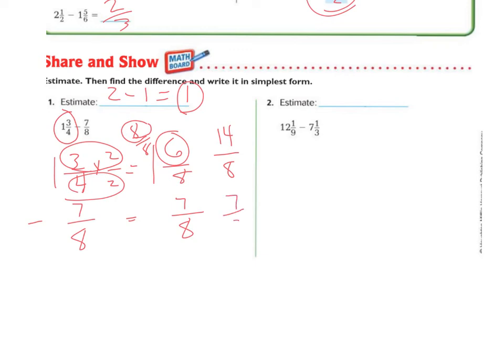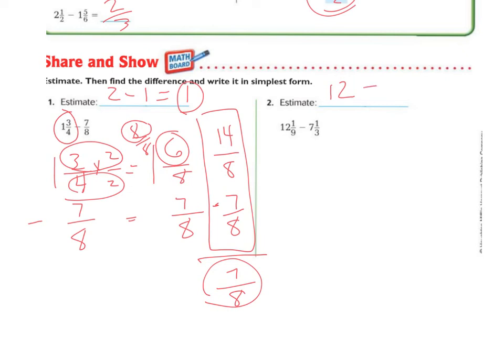And then I have my 7/8. Okay, so now this is my new subtraction problem over here. 14 minus 7 is 7, and then I keep my 8 on the bottom. So the answer is 7/8, and 7/8 is close to 1, so my estimate was close. So let's do the next one. Let's estimate again. 12 and 1/9. Well, that's going to be close to 12.